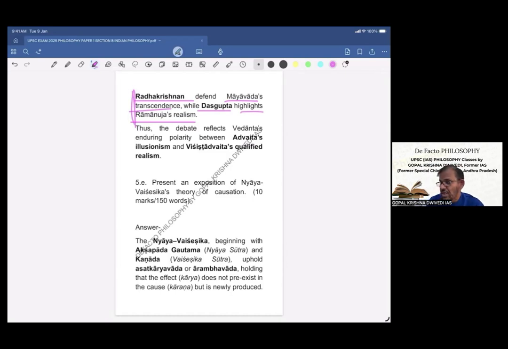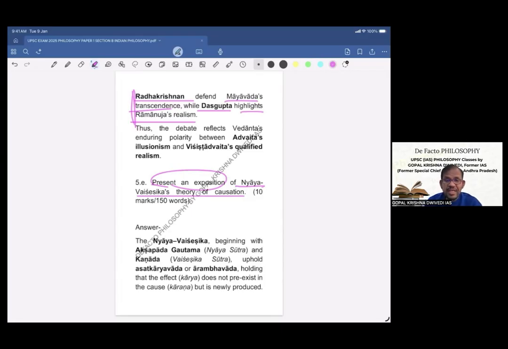Now we'll go to part E of the 5th question. Present an exposition of the Nyaya Vaisesika theory of causation. So this is a direct question, a good question, an easy question basically. We'll go to that, but it says present an exposition, so mainly exposition. However, if you can write one or two sentences of comparative or critical view, that will be good. But 80 to 90% you have to go with exposition only.